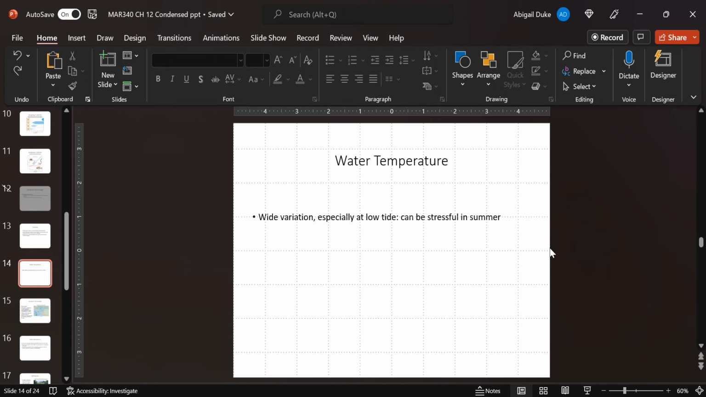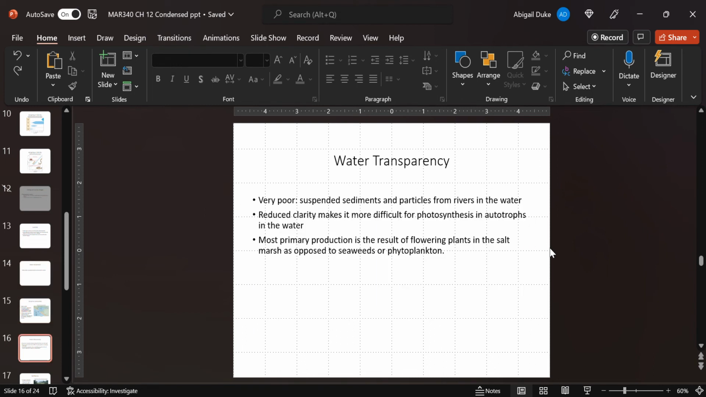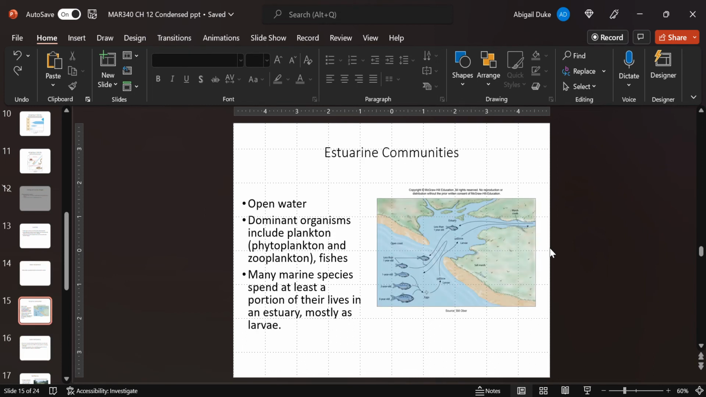All right. Yeah, water temperature. Wide variation, especially at low tide, can be stressful in summer. We don't want them to be stressed, poor babies. Anyways. Go back. Estuarine communities.